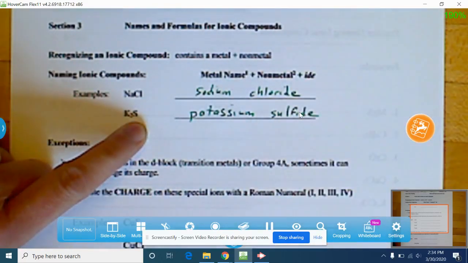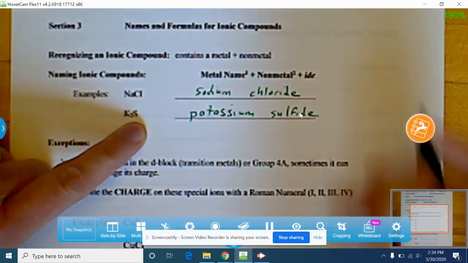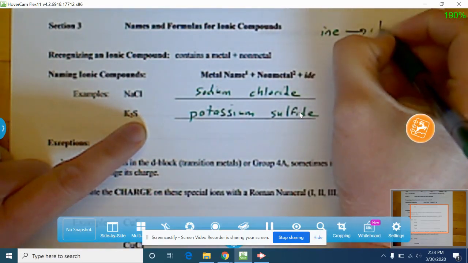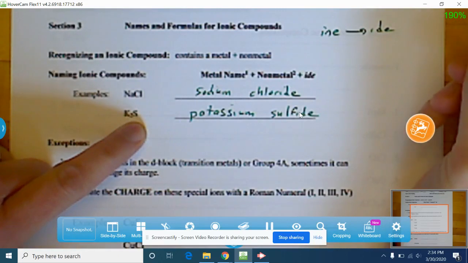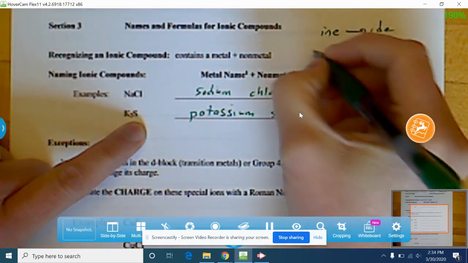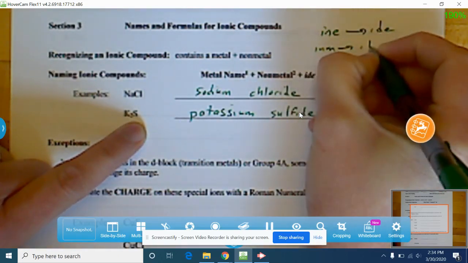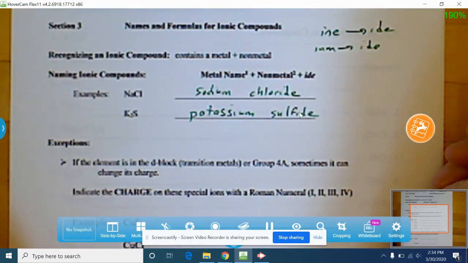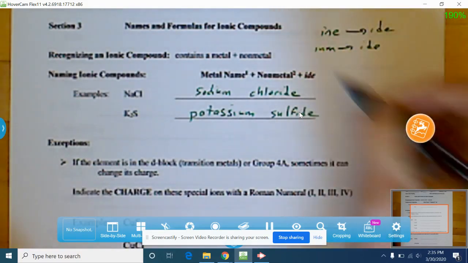I'll scan these in so you can see them a little bit better. Remember, anytime it's an INE ending, it becomes an IDE ending. Anytime it's an IUM ending, it also becomes an IDE ending, right? Just like in any language, the ending of the vowel changes, but the stem does not.